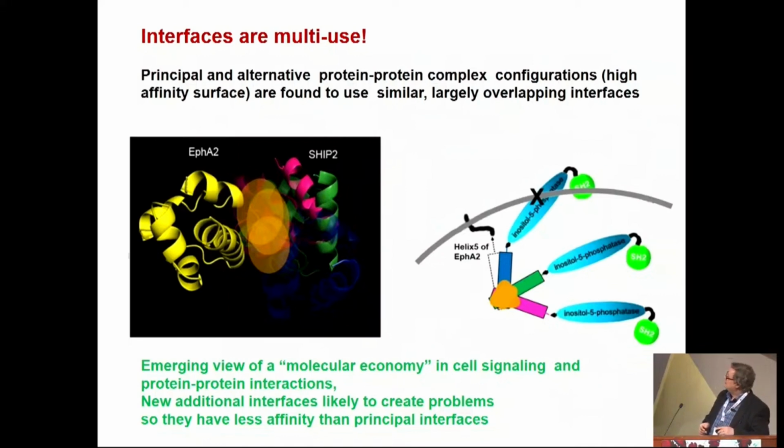And Rose came up with the idea that there's really a principal interface that is used by many binding partners and also alternate orientational binding partners. And this speaks to molecular economy in cell signaling, perhaps. The alternative would be that there'd be new alternate interfaces, say over here and over there, but then unoccupied interfaces are typically bad news in protein aggregation and amyloid formation and so forth.